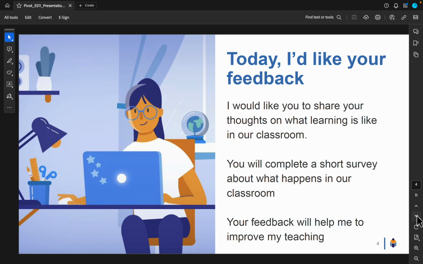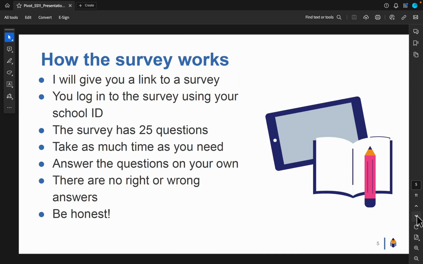So over the next couple of weeks before the end of the term, and also very early in term 2, your teacher will send you a link in class, and you will be asked to open that link and probably spend 5 to 10 minutes completing the survey. You will be given 25 questions. You'll be able to take as much time as you need, but usually it's no more than 10 minutes, probably less.